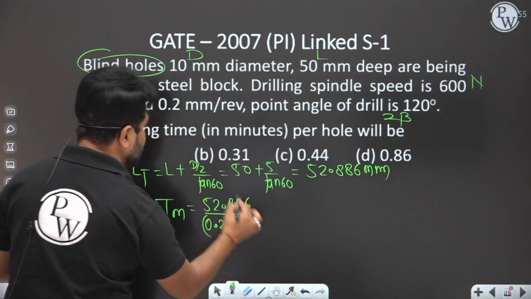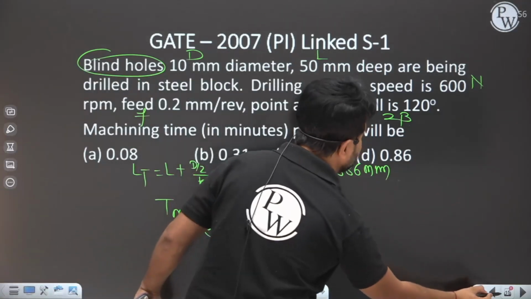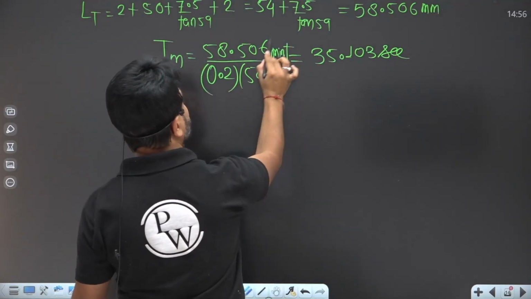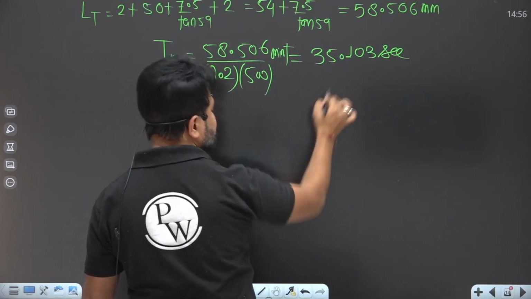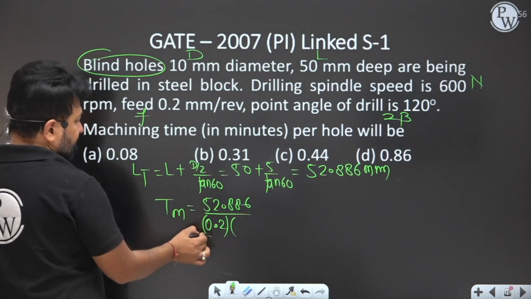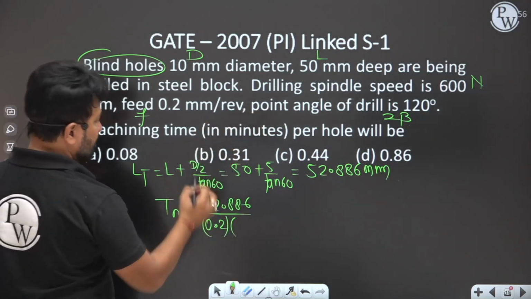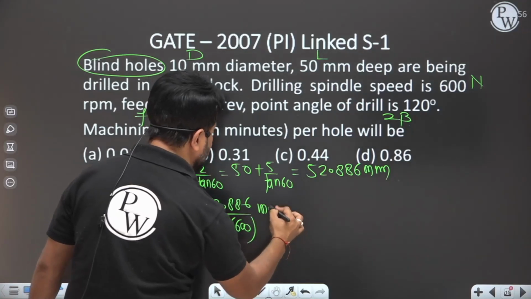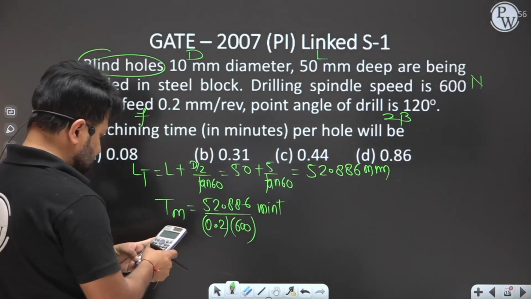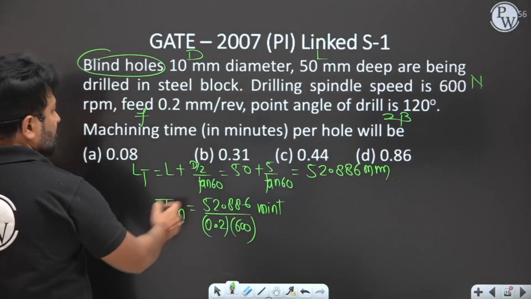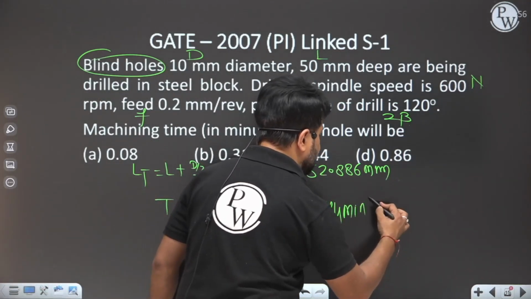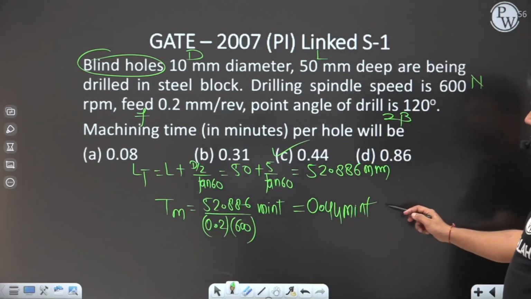My dear, maybe you are surprised that sir has written 35 seconds. The answer comes in minutes, but I have multiplied with 60, that's why I am getting 35.103 seconds. Here also I am doing the same thing. L divided by f into N, N is the RPM, 600. Here I am getting the answer in minutes. So the answer divided by 0.2 into 600 is 0.44 minute. So this is the time to produce one hole.